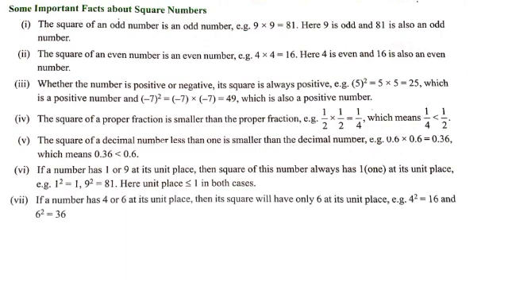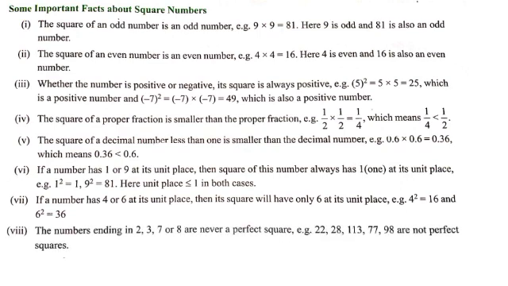If a number has 4 or 6 at its unit place, then its square will have only 6 at its unit place. For example, 4 square is equal to 16 and 6 square is equal to 36. The numbers ending in 2, 3, 7 or 8 are never a perfect square. Example, 22, 28, 113, 77 or 98 are not perfect squares.